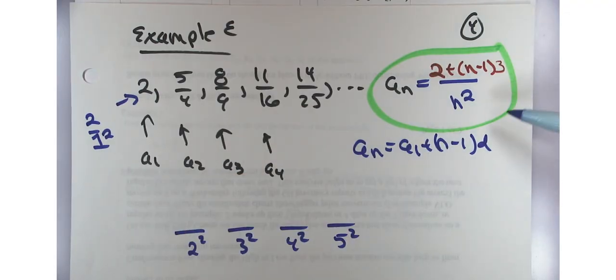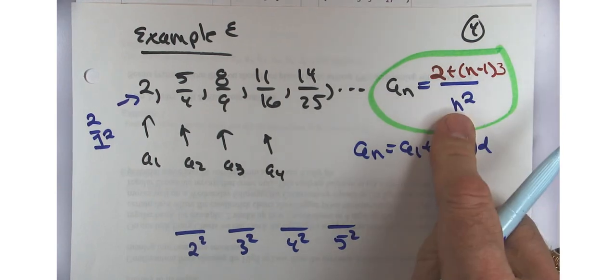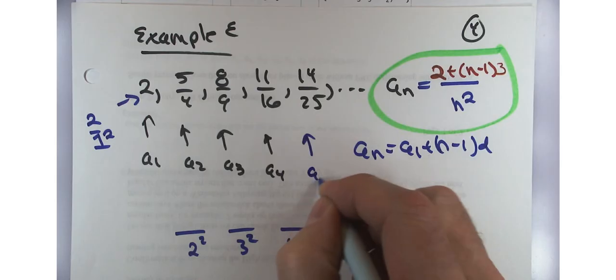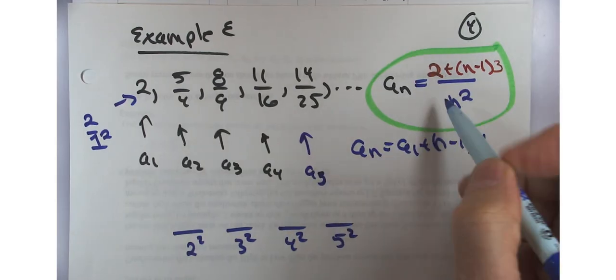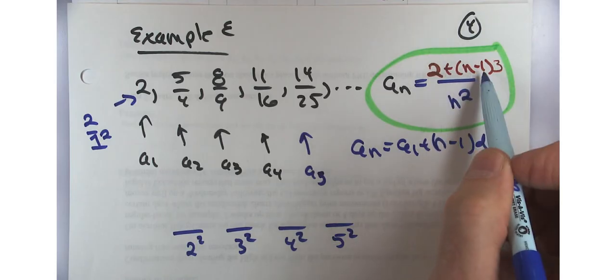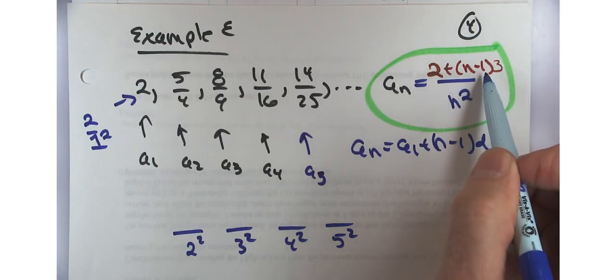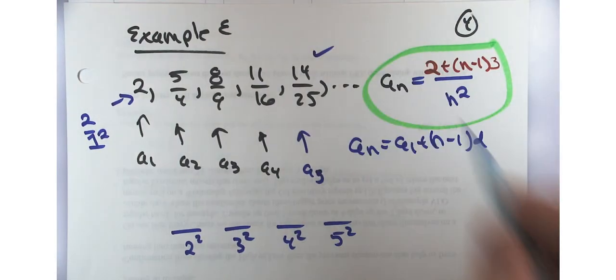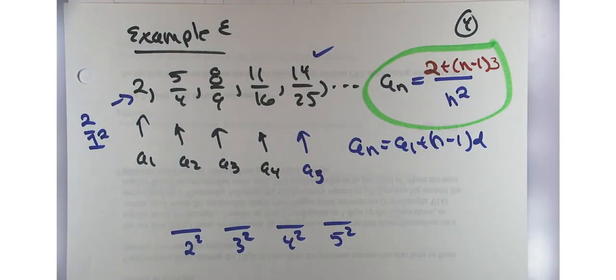You can check it out with a 5 for the 5th term in the sequence, a sub 5. That'd be 5 squared. That gives us 25 in the denominator. 5 minus 1 is 4 times 3 is 12 plus 2 is 14. It checks. So looking good there.